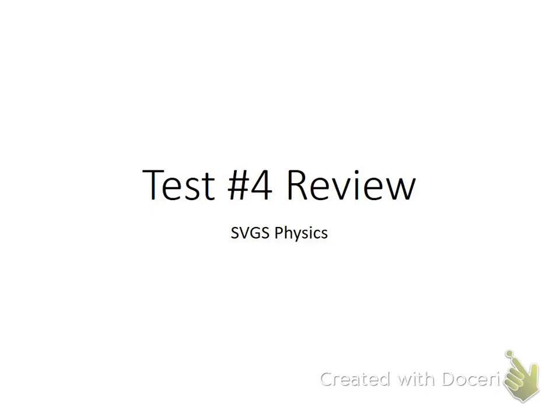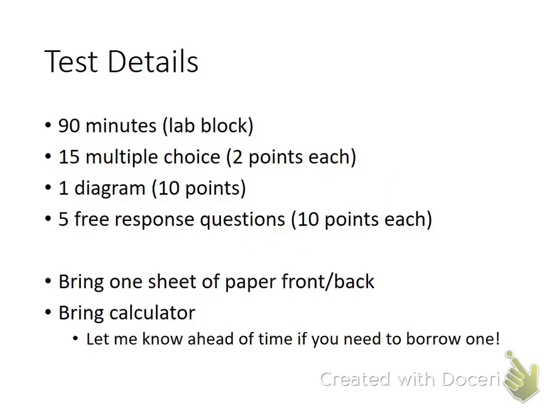So you're a physics student and you got another test coming up. What are you gonna do about it? You're gonna review. That's right. Test 4, just like all the other tests, will give you 90 minutes. You'll have the full lab block to work on this thing. It'll consist of 15 multiple choice questions, each worth 2 points.